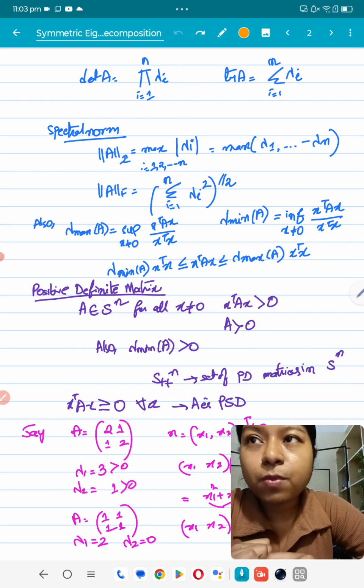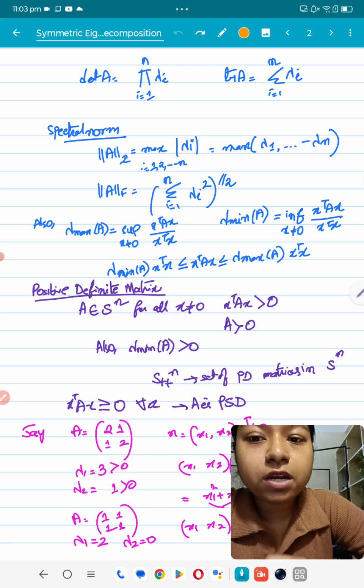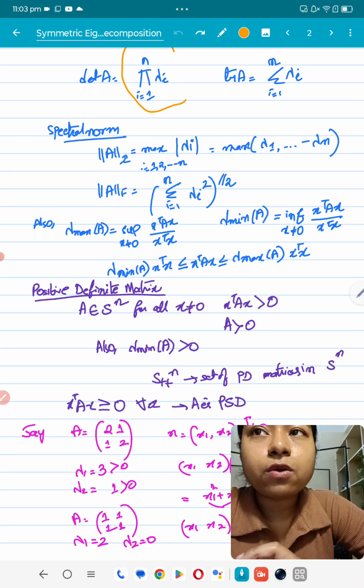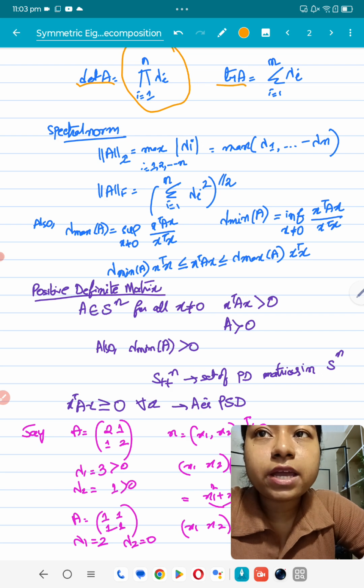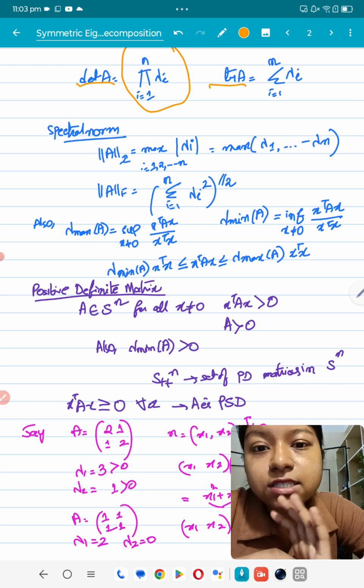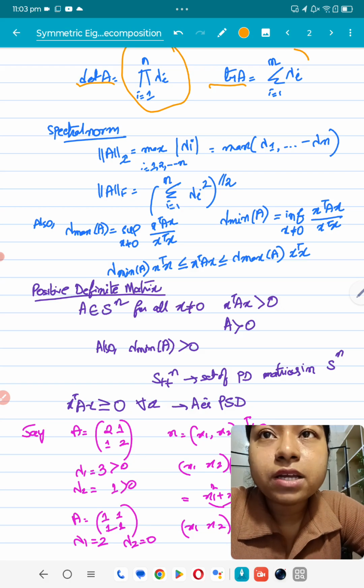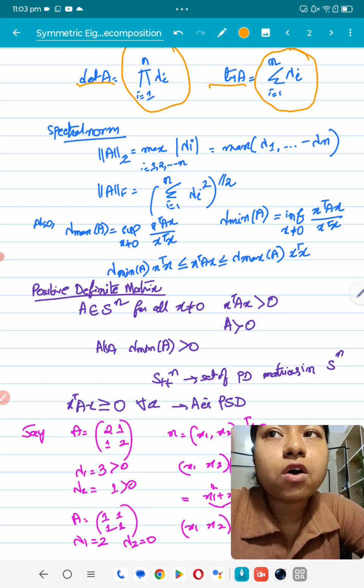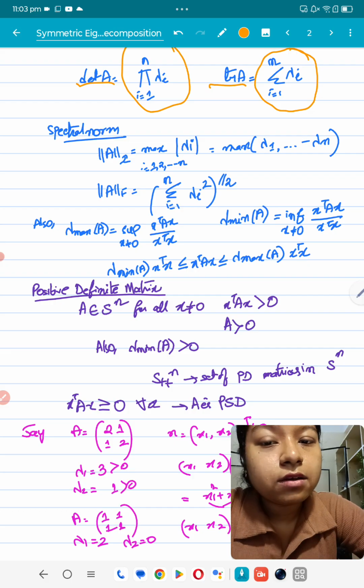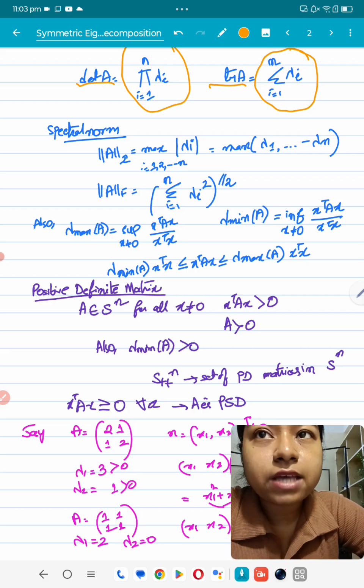Also, there is a property that the determinant of A can be found by multiplying all the lambda values. And the trace of A, which means the sum of the diagonal elements, can be found by summing the eigenvalues of the lambda matrix. So by summing all the eigenvalues, we can find the trace of A.